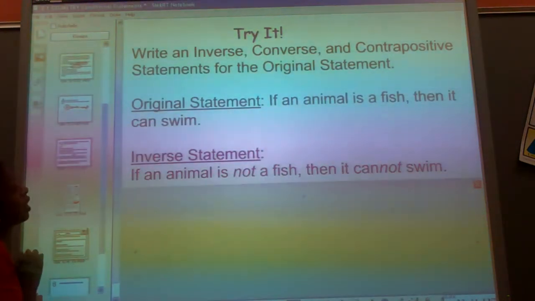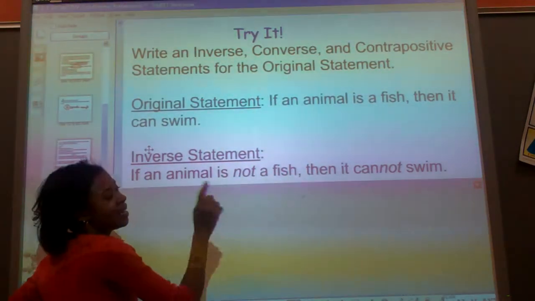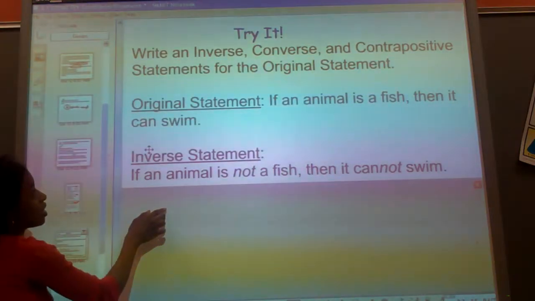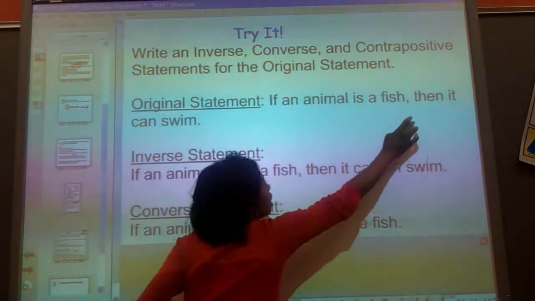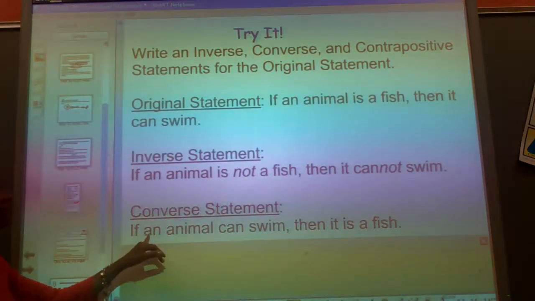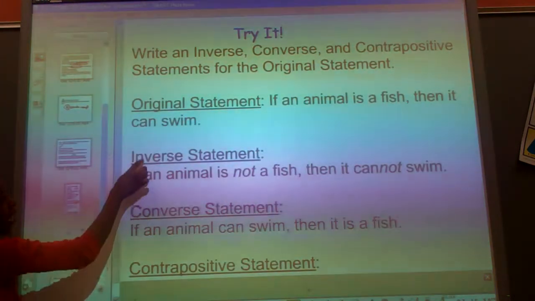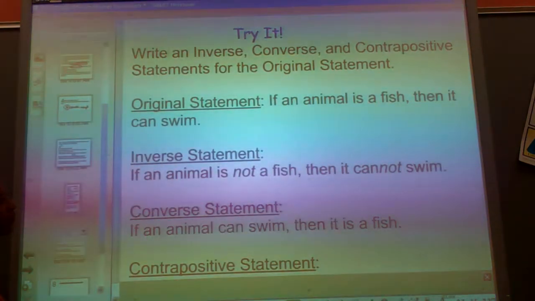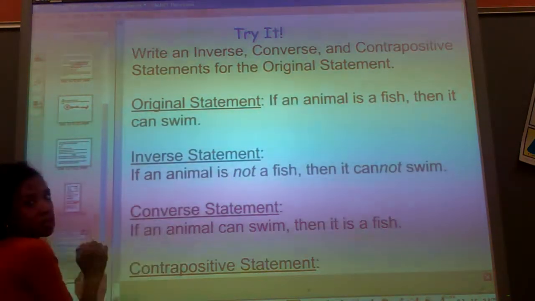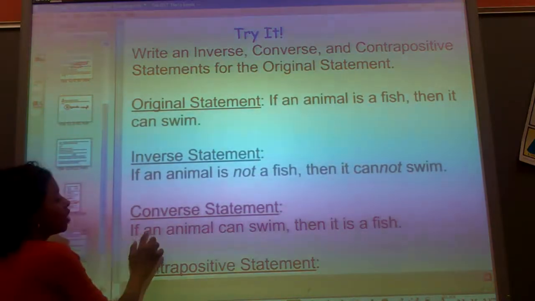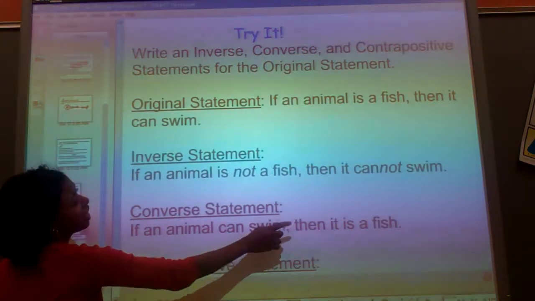Inverse, remember, inverse is using the not. If an animal is not a fish, then it cannot swim. Okay? What does the converse say? Converse means just switch the hypothesis for the conclusion and the conclusion for the hypothesis. So if an animal can swim, then it is a fish. And remember, the contrapositive means I use both the inverse and the converse. So I've already switched. I like to start with the converse when I do this. That means I've already switched the hypothesis and conclusion. If an animal cannot swim, then it is not a fish.